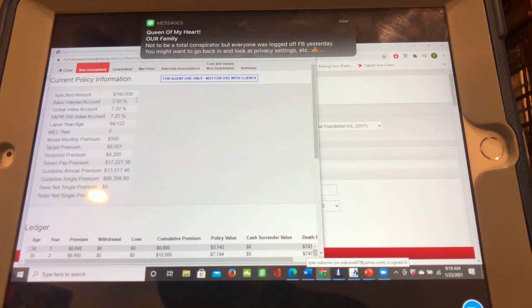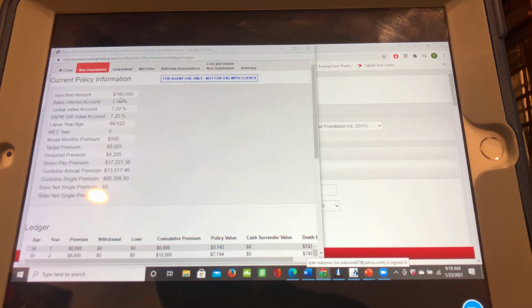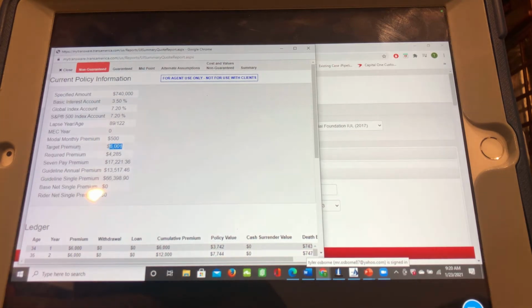Okay, so my death benefit is $740,000. The cool part about this is it doesn't lapse, so it goes all the way to age 122, which is pretty awesome. Okay. No, we avoided MEC, which is awesome. Target premium, this is what you're going to get paid off of. So someone go ahead and write that number down somewhere. I'm going to come back to that shortly. Write that down.